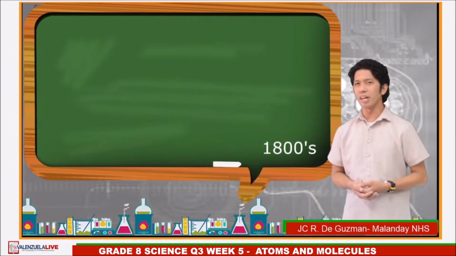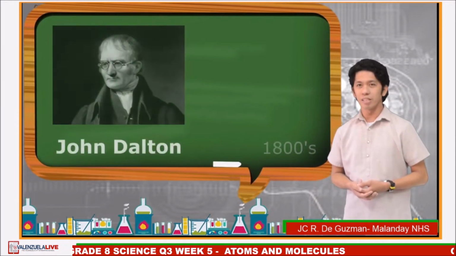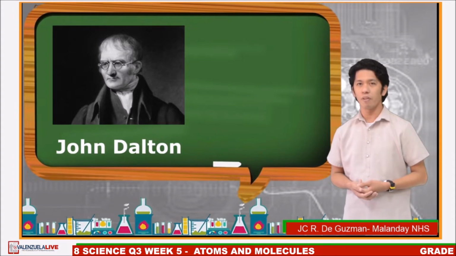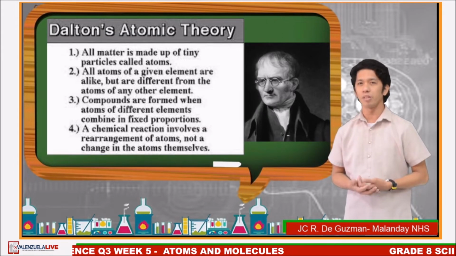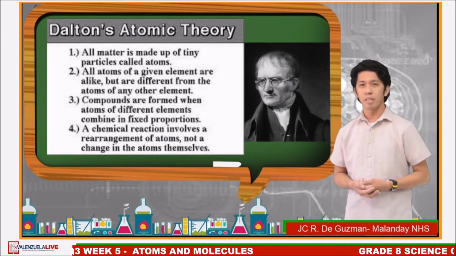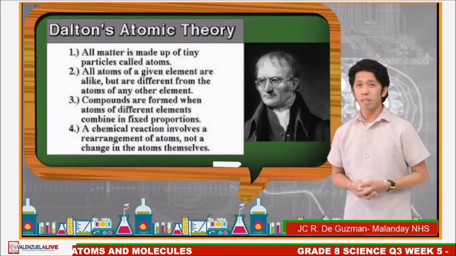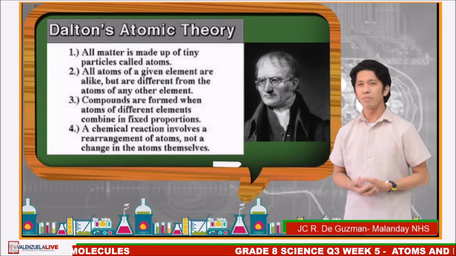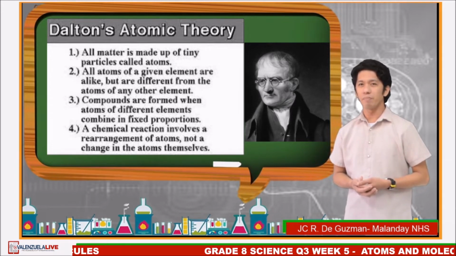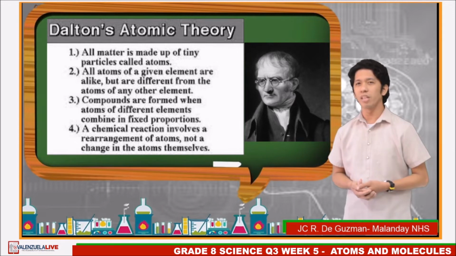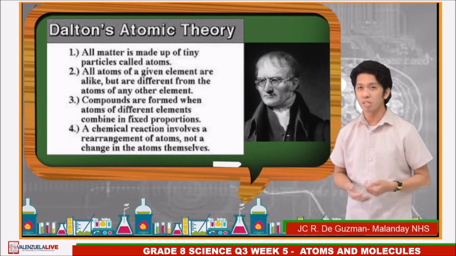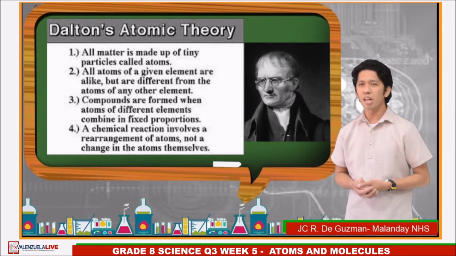But around 1800s, Dalton says that all things are made up of these tiny indivisible particles called atoms. Yes, he is right when he said that everything is made up of atoms. But it was discovered that the atoms can be divided and separated by means of what we call the nuclear fission, which means that the atom is not indivisible.